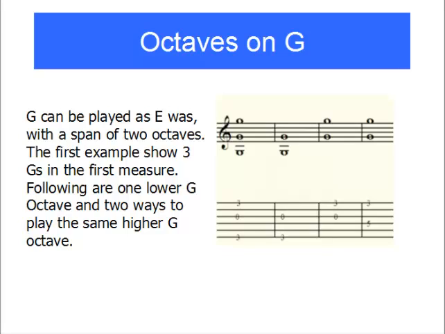Here's the lowest octave, the two lower G's, or the lower G and the middle G, and now the middle G and the upper G. That's the third measure there. And that can be done two different ways.